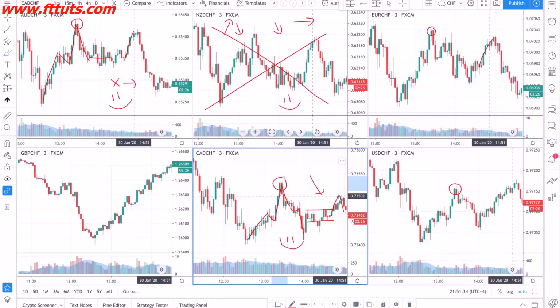Look at Euro Swiss franc on the top right. That looks like he went up 80%. Look at Aussie Swiss franc on the top left. Looks like 70%. And now finally look at USD Swiss franc on the bottom right. Almost looks like 110%, 105%. You see why USD Swiss franc was not my go-to choice today at all?